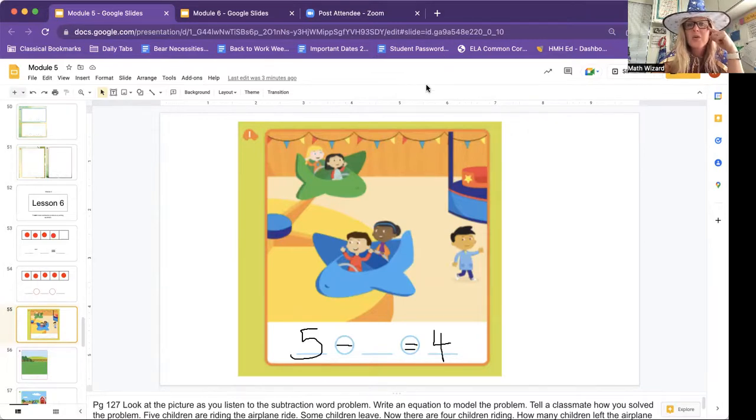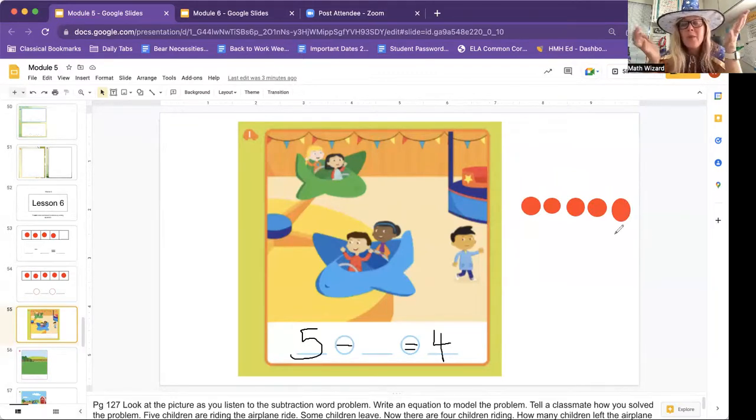Okay, well, yesterday we used our numbers. I'm going to do it a little differently today to help us solve it. We're going to do it like this. We're going to draw 5 circles. There are 5 circles, 1, 2, 3, 4, 5. Here we go. 5 circles.